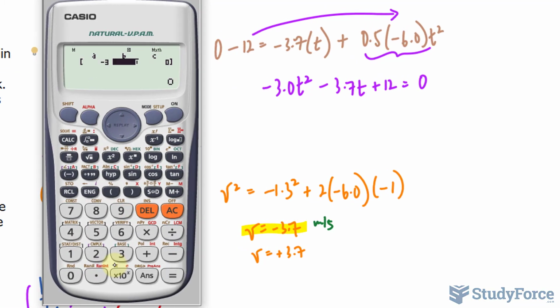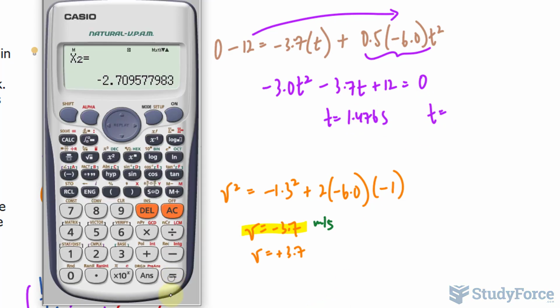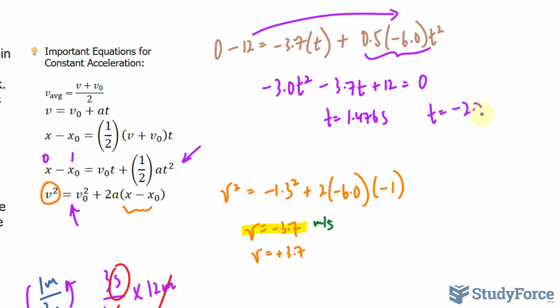-3.0, -3.7, and +12. We get two t values, one being 1.476 seconds, and the other t value being -2.7. We're going to reject that because it doesn't make sense in the context of the question. So what we just found right there is the time it takes the ball to travel from the bottom of the window to the bottom of the tank.